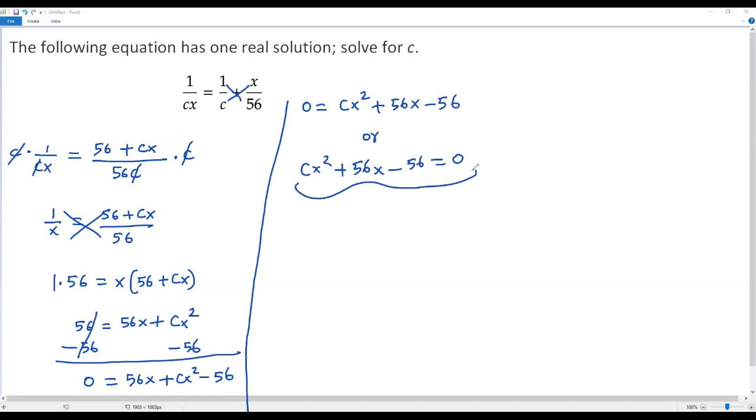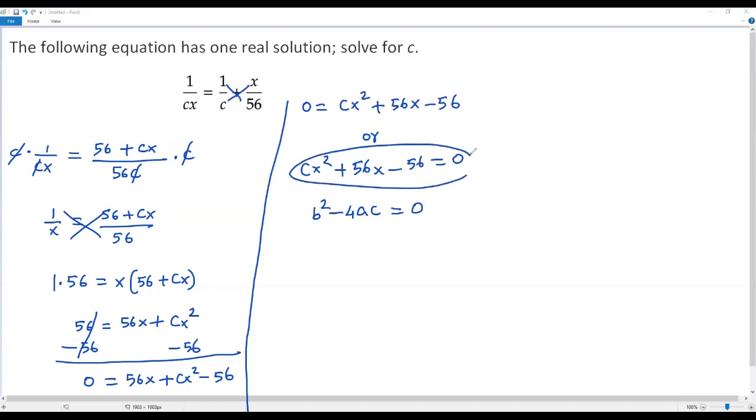Okay, here we got a quadratic equation. Whenever a quadratic equation has only one real solution, then the value of the discriminant must be 0. That is b square negative 4ac. This is called the discriminant. The value of this discriminant must be equal to 0 when a quadratic equation has only one real solution. Because the question says this equation has one real solution.